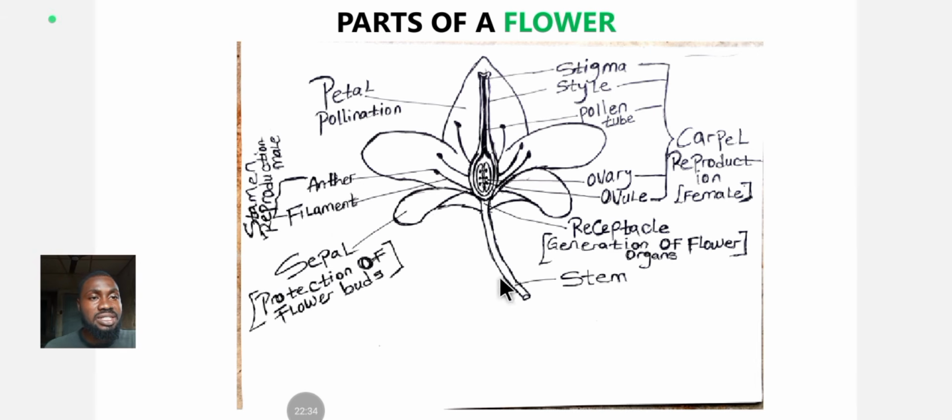All right. So this is the stem of the plant, and this is the sepal. What does the sepal do? It's located just adjacent to or surrounding, very close alongside the receptacle. The sepal protects the flower. That's the function of the sepal.